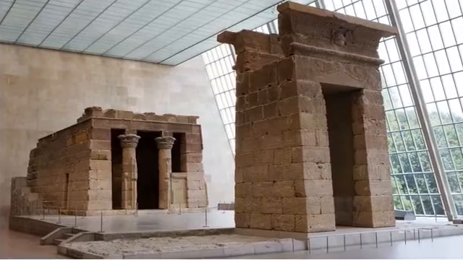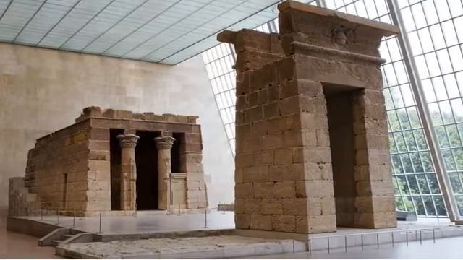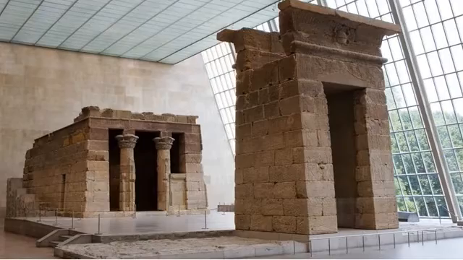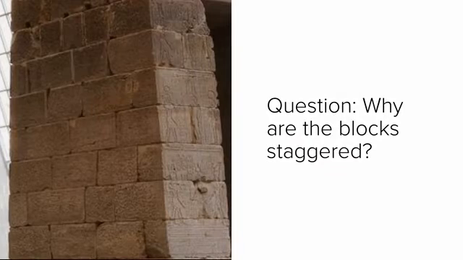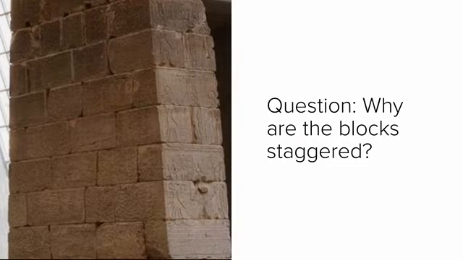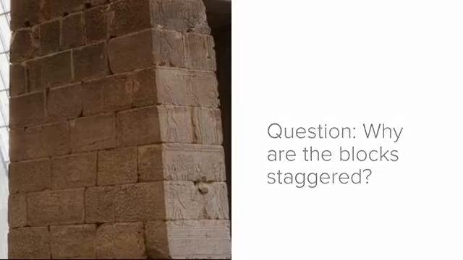The next stop is the Temple of Dendur, which is on the opposite side of the building from the entrance. The temple's display has two separate standing pieces, but we'll be looking at the one in the foreground. In this zoomed-in picture, how the blocks of sandstone are staggered is visible, but why are the blocks staggered?